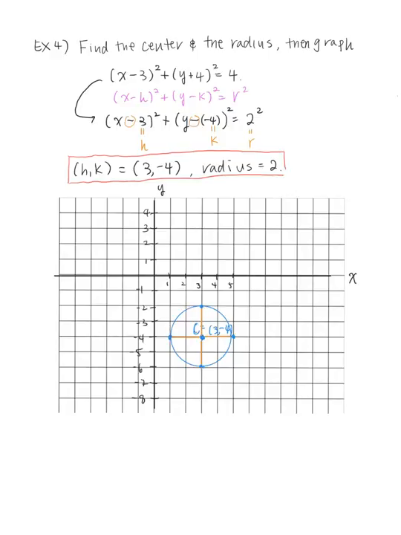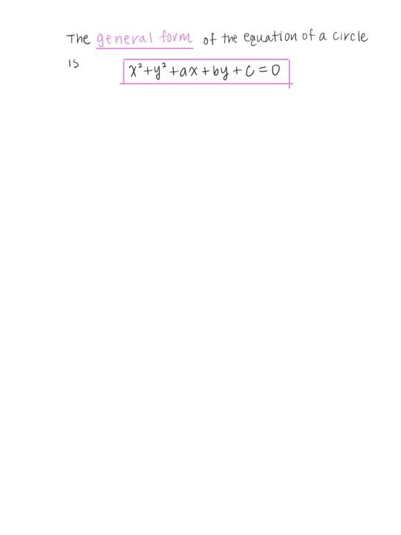For the next example, let's do something a little bit different. Before we go over it, we need to know one more form for the equation of a circle, called the general form. The general form of the equation of a circle is x² + y² + ax + by + c = 0. Let's recall the standard form: (x − h)² + (y − k)² = r².